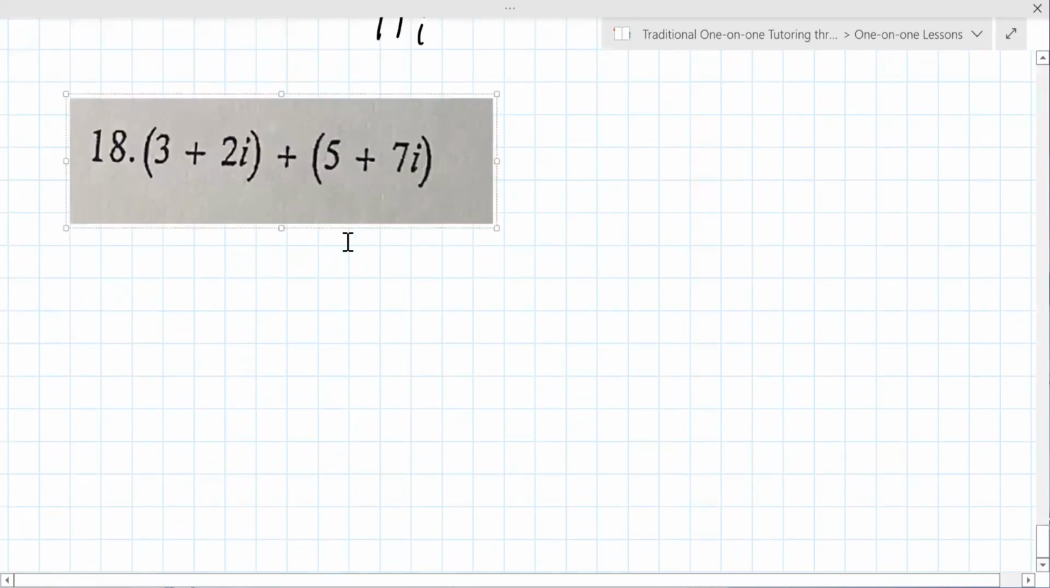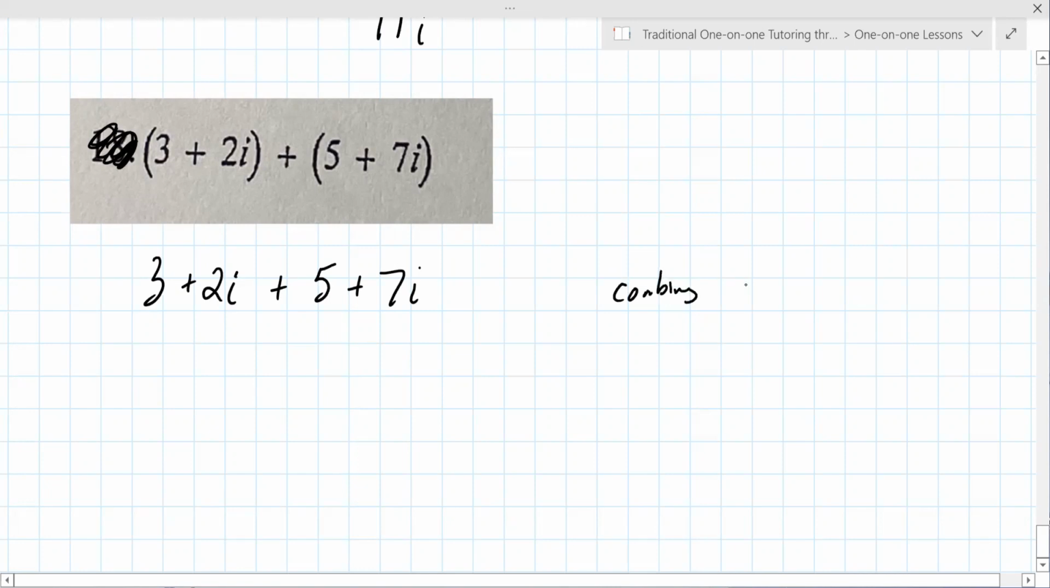So the only reason the parentheses are needed is when there's something on the outside, like a number, which is not the case in this problem, or a minus sign, which this one doesn't have. The parentheses are only needed when there's something holding it there. And in this case, there's nothing holding it. Absolutely nothing. So you're just combining like terms.